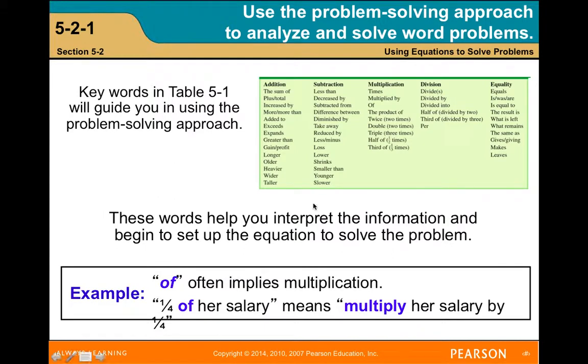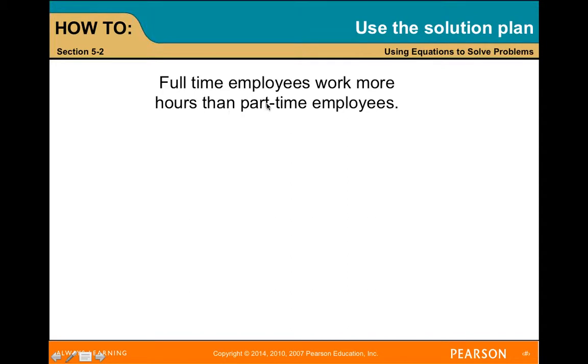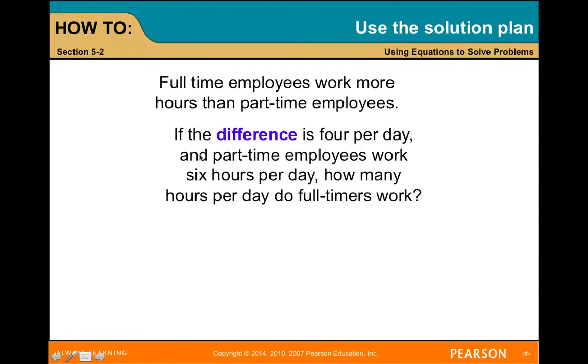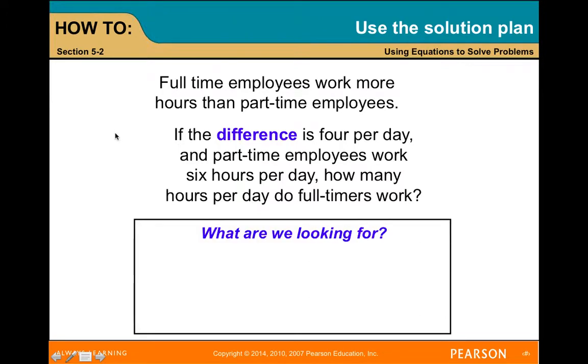As an example, of often implies multiplication, so a quarter of her salary means multiply her salary by a quarter. Full-time employees work more hours than part-time employees. So this is using a solution plan. If the difference is 4 per day and part-time employees work 6 hours per day, how many hours do full-timers work? What are we looking for here? The number of hours that full-time employees work. So that's the solution. We're going to get the number of hours.